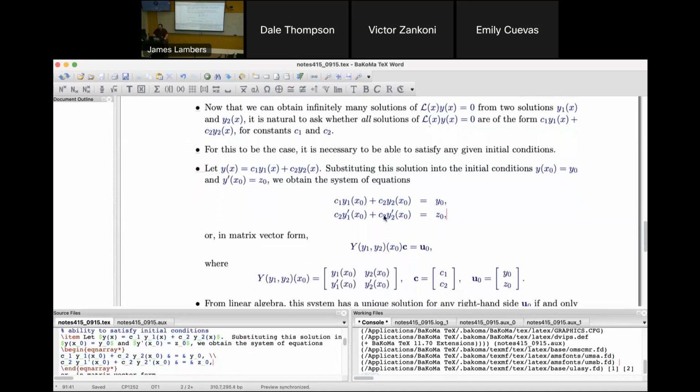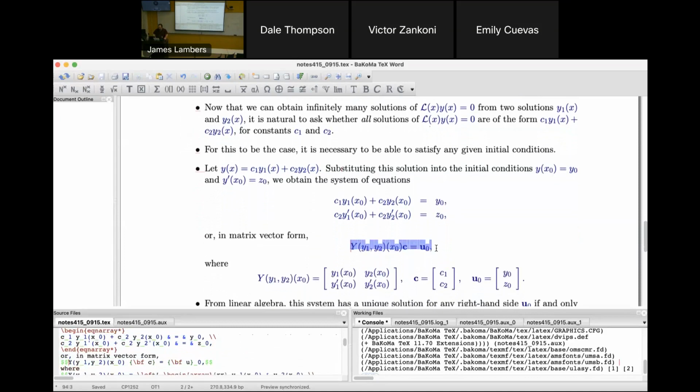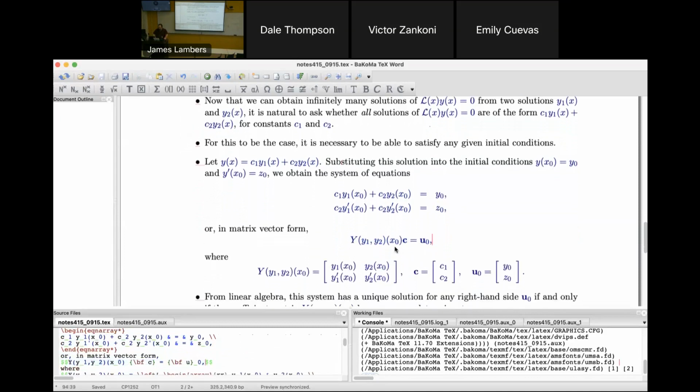Now I can write this system of equations in matrix vector form. So I have this matrix that has y1 and y2 up top, y1 prime, y2 prime down below, all evaluated at x naught. A vector of unknown coefficients C1 and C2. And then the right hand side u naught has my initial values.